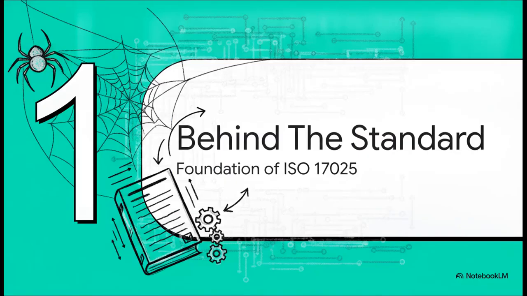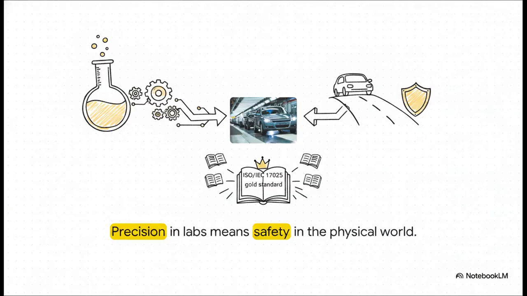Starting right off with Section 1, behind the standard, the foundation of ISO 17025. So before we can map out this hidden web, we gotta establish what's at the center of it all. Precision in a laboratory directly translates to safety and reliability out in the physical world. And ISO/IEC 17025, well, that's the core standard. It lays out the general requirements for the competence of testing and calibration labs. It's the absolute gold standard. If a lab wants to prove their test results are trustworthy, this is the rulebook they use.